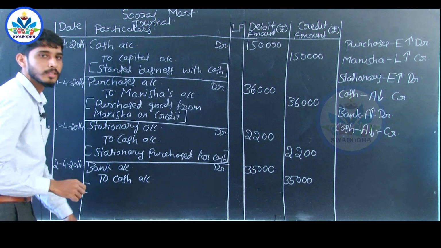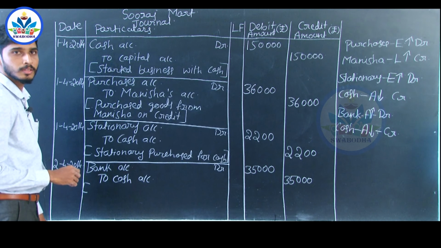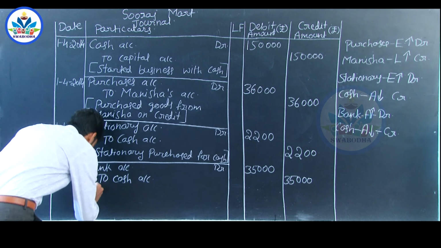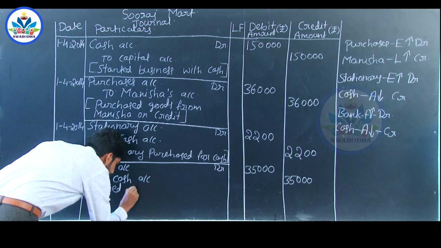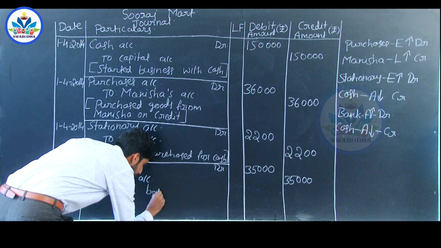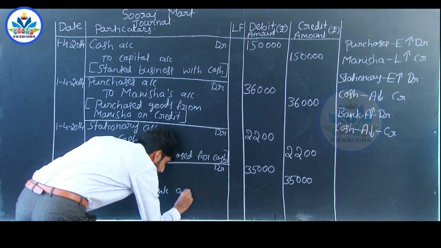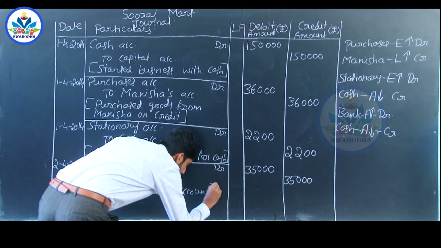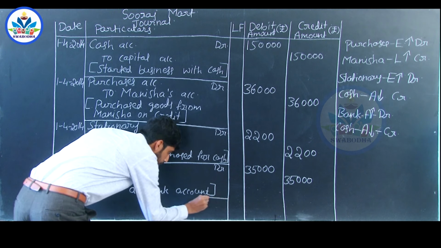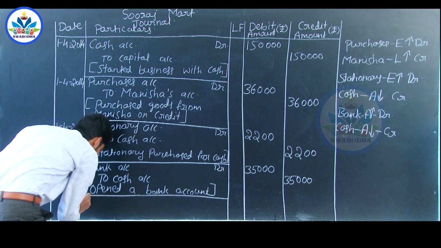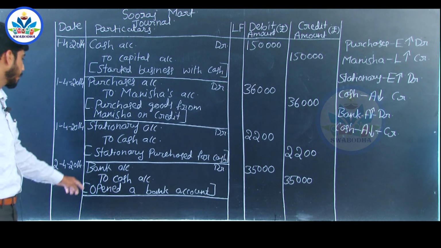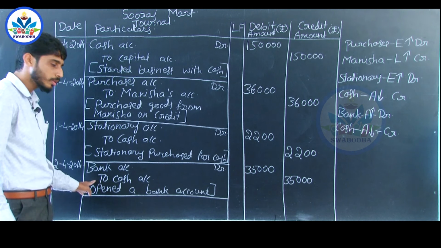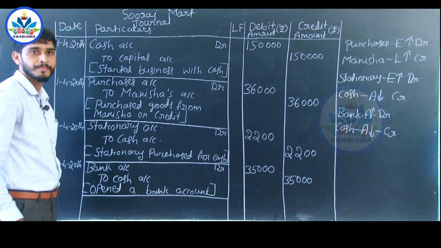Write the narration. Opened a bank account. Draw a line. Bank account debited to cash account 35,000.